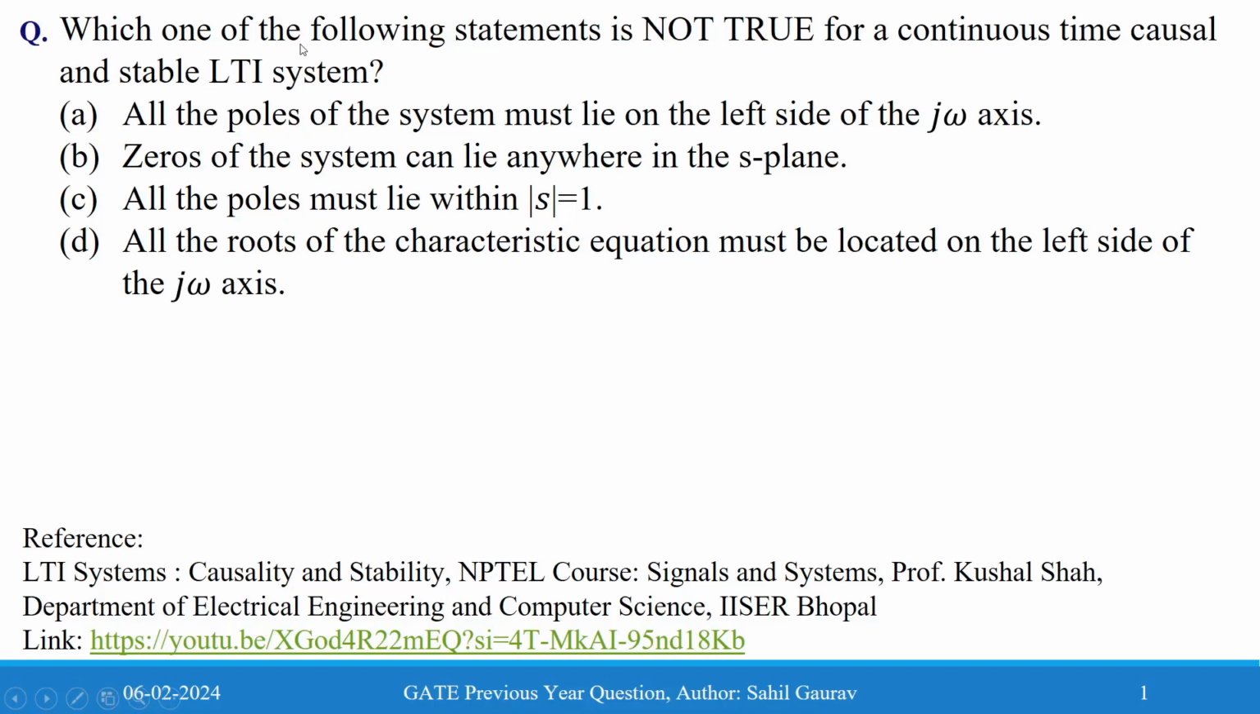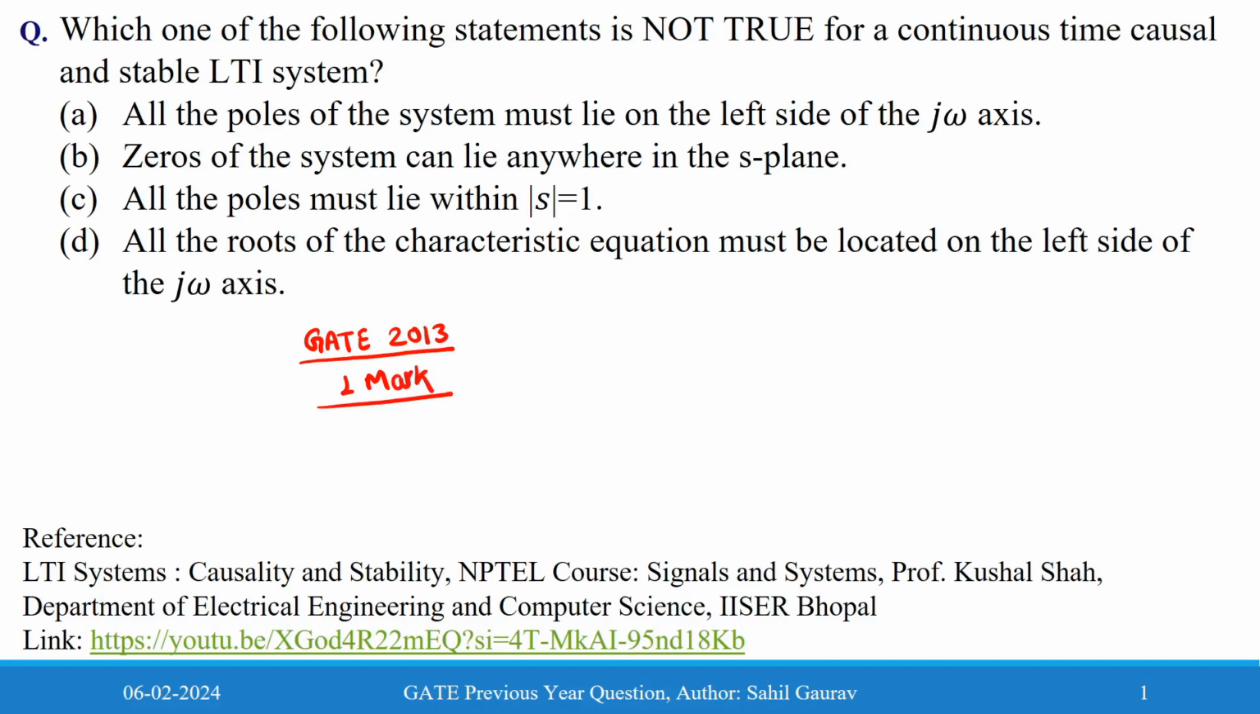Hello everyone, this problem has been asked in GATE 2013 and it has a weightage of 1 mark. So let us see what the problem says.